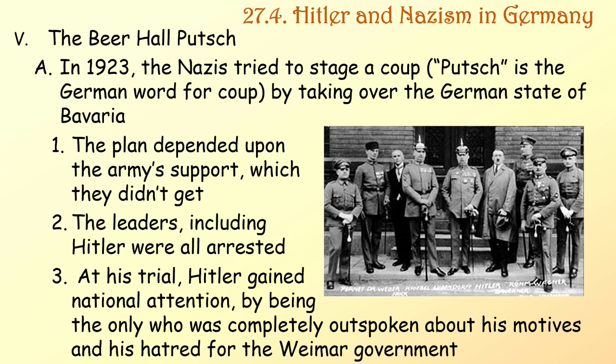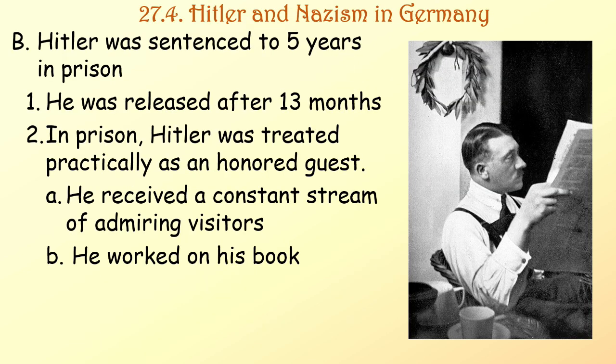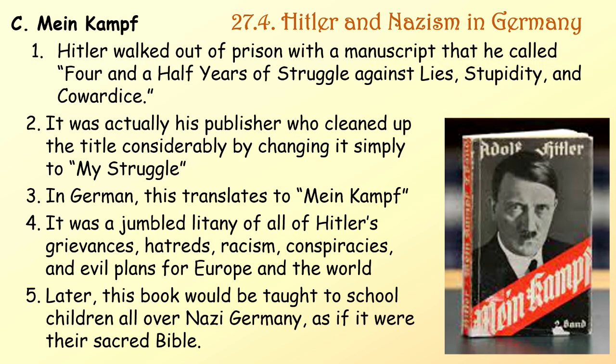At his trial, Hitler gained national attention by being the only one who was completely outspoken about his motives and his hatred for the Weimar government. Hitler was sentenced to 5 years in prison. He was released after 13 months. And in prison, Hitler was treated practically as an honored guest, and he received a constant stream of admiring visitors, and he worked on his book.